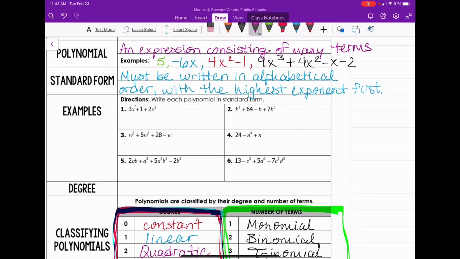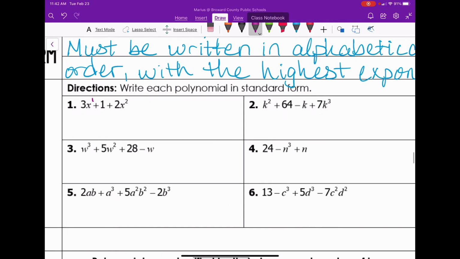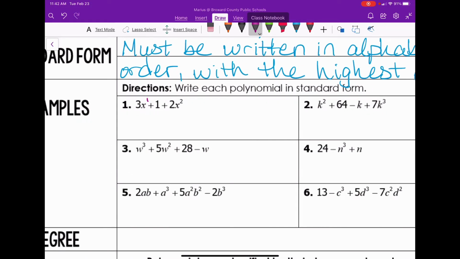So we could put a 1 by the 3x. So that's really 3x to the first power. And then after that, we want to put it in order, okay? So the standard form would be 2x squared plus 3x, which is really 3x to the first power, and then plus 1. Now we've written that polynomial in standard form.